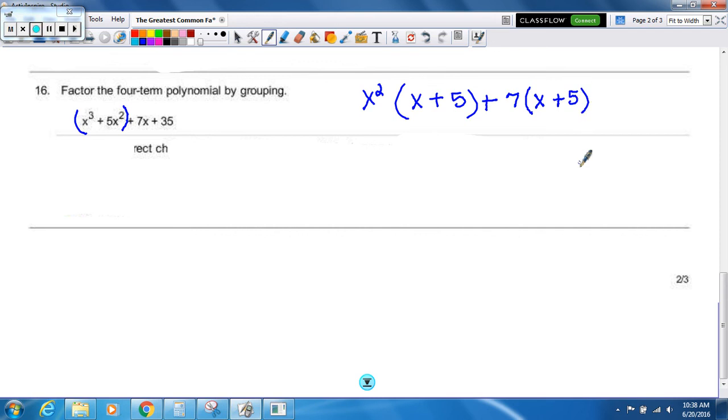Now at this point you know whether or not you're getting it right, because if whatever's in the parentheses is not the exact same thing, you've probably done something wrong and you need to check your work. So my answer is what they have in common, which is x plus 5, and then whatever's outside of the parentheses, x squared plus 7.